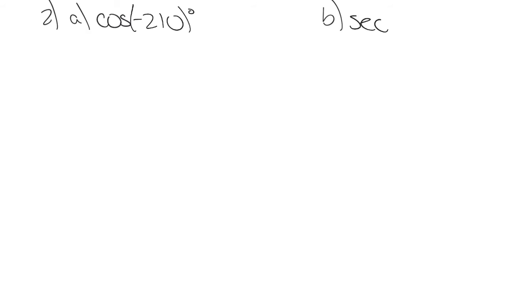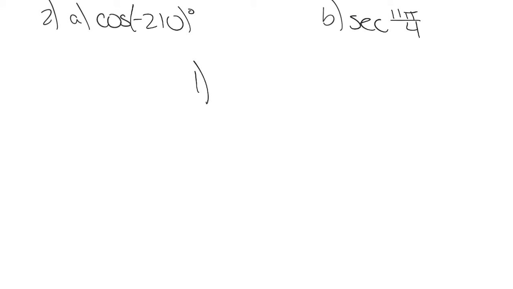All right, I'm gonna go ahead and just give you guys two problems I want you to work on. We'll call them 2A, because the last problem I gave you was 1A and B. So I'll give you a 2A and B. 2A is cosine of negative 210 degrees, and then B is secant of 11 pi over 4.